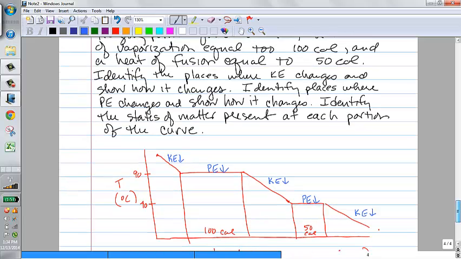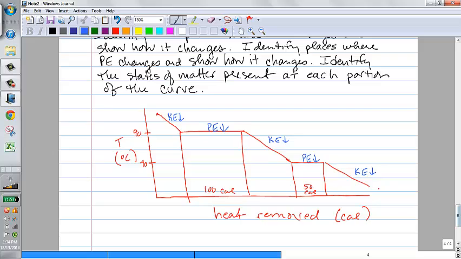Identify the states of matter present at each portion of the curve. So here I have solid. Here I have solid changing. No, I keep making that mistake. I'm so sorry. Here I have gas. Here I have gas changing to liquid. Here I have liquid. Here I have liquid changing to solid. And here I have solid.